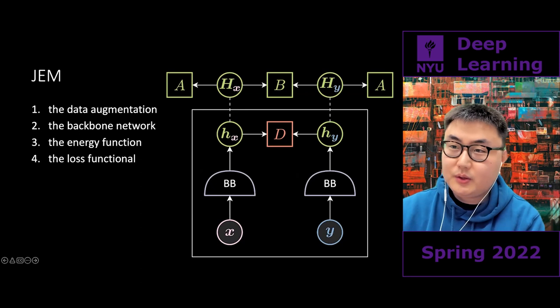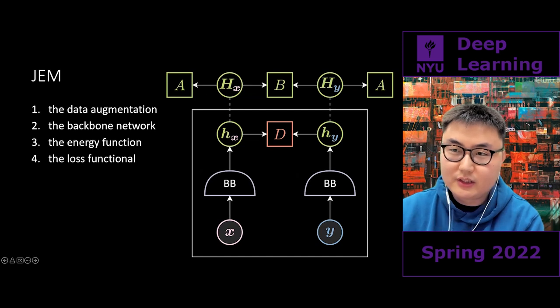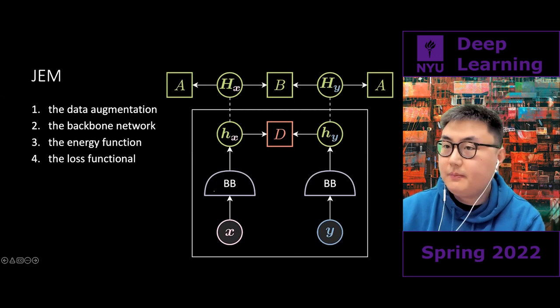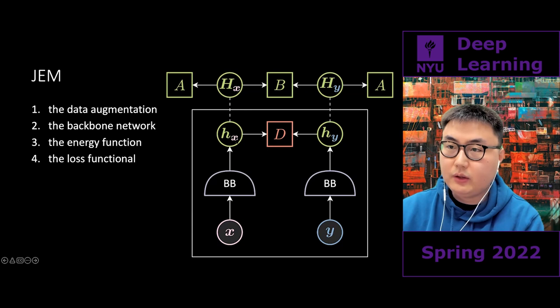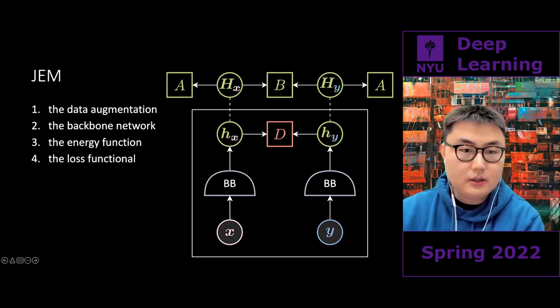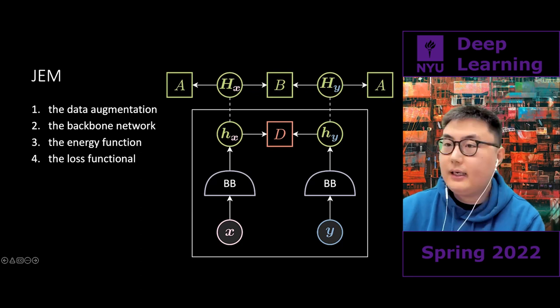So if you want to come up with your joint embedding method, you have to change four things. The first is data augmentation, like how you generate the distorted version. The second one is the backbone network, what kind of backbone network you use. The third one is the energy function, how you define the distance between the two representations. The last one is the loss functional.